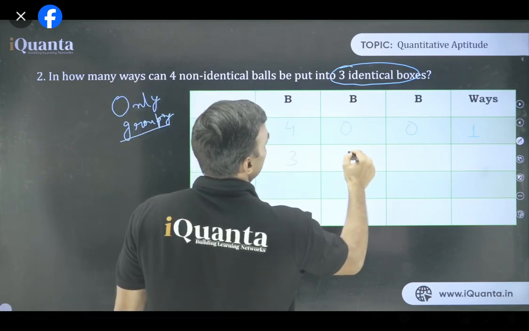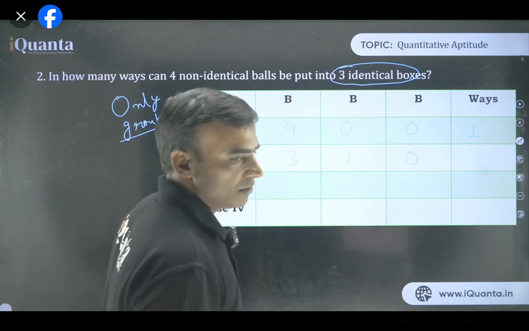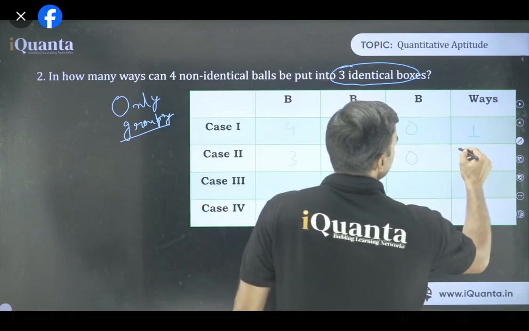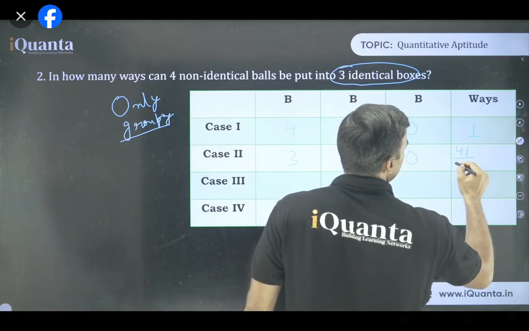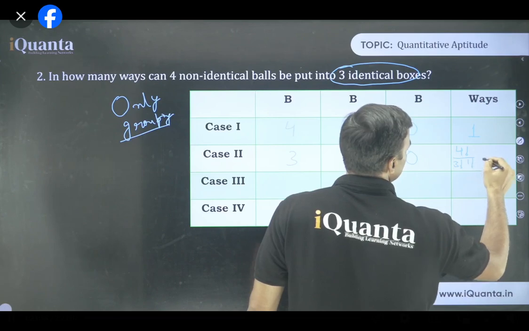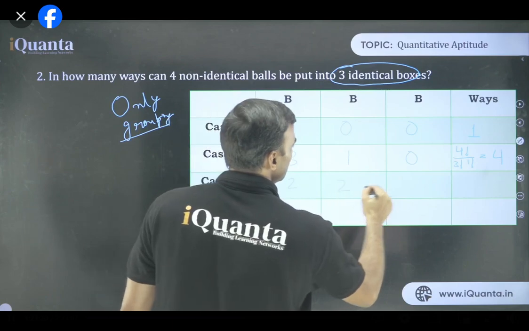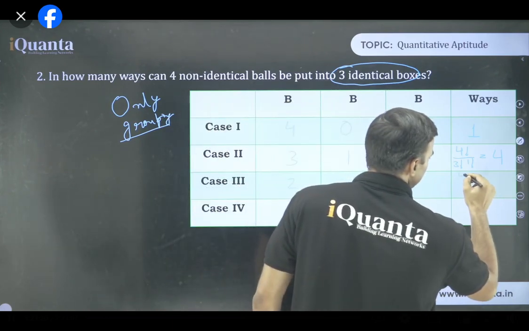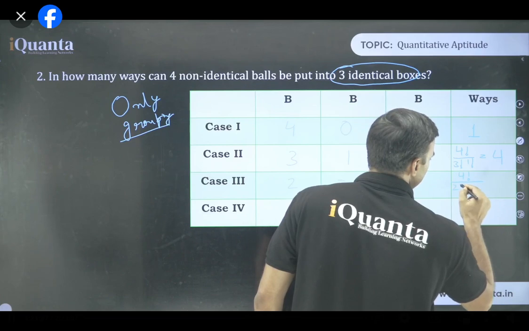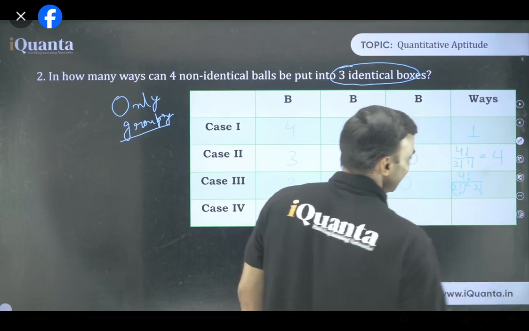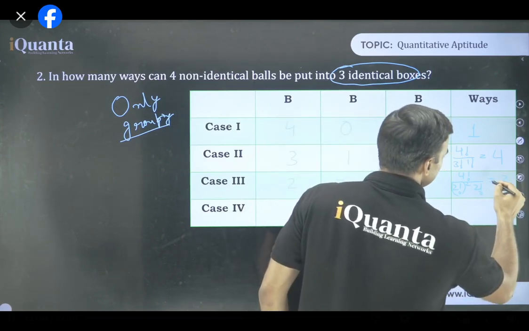Perfect. 3, 1, 0. No arrangement, just the grouping. How? 4 people into 2 groups. So 4 factorial divided by 3 factorial and 1 factorial, which is how much? 4 ways. Then 2, 2, 0. What will that be? 4 factorial divided by 2 factorial square into 2 factorial. Does everyone understand that? 3 ways.